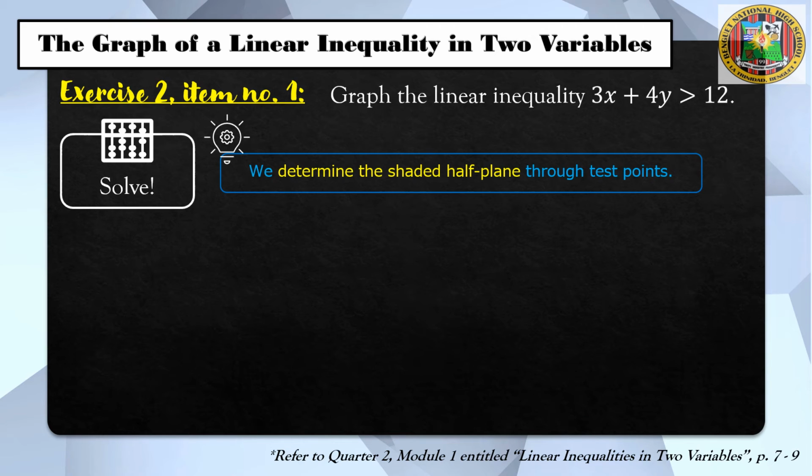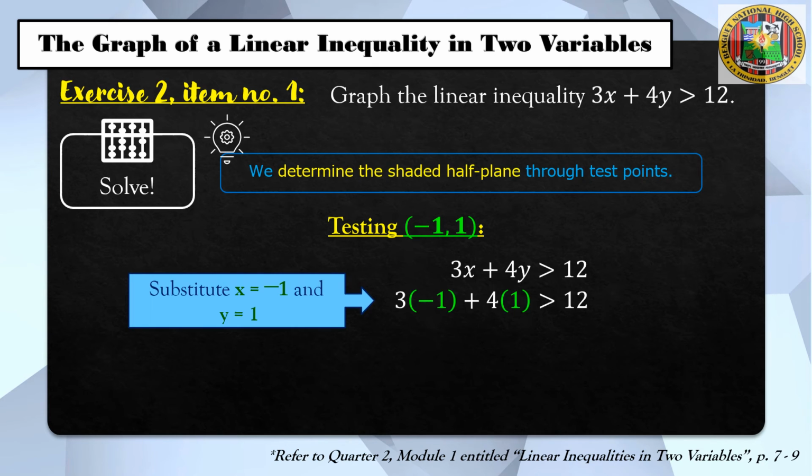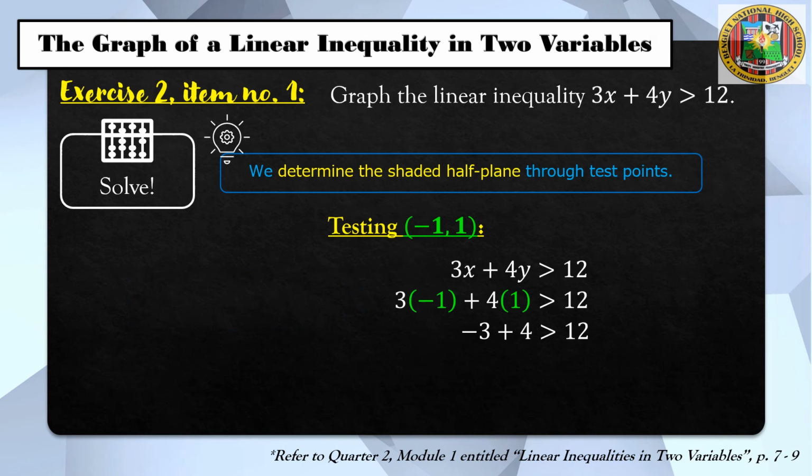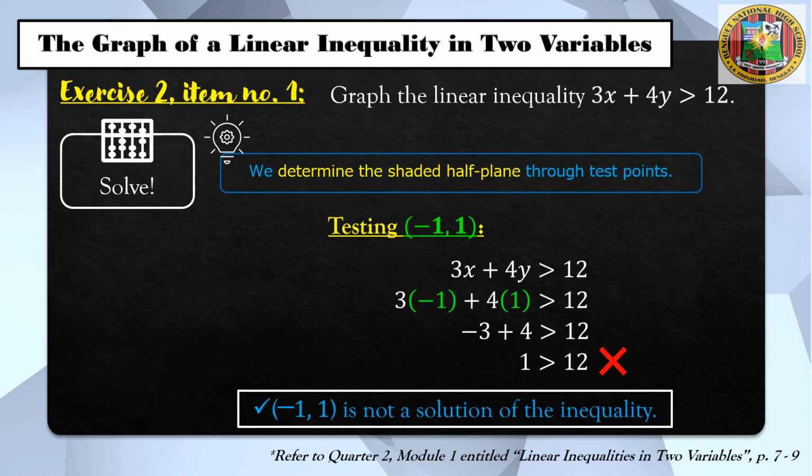To test (-1, 1), we begin with the inequality. We substitute -1 and 1 for x and y in the inequality. Simplifying the expression by multiplying 3 and -1, and 4 and 1, we get a result which is 1. Is 1 greater than 12? We know that this is a false statement. Therefore, we conclude that (-1, 1) is not a solution of the inequality.